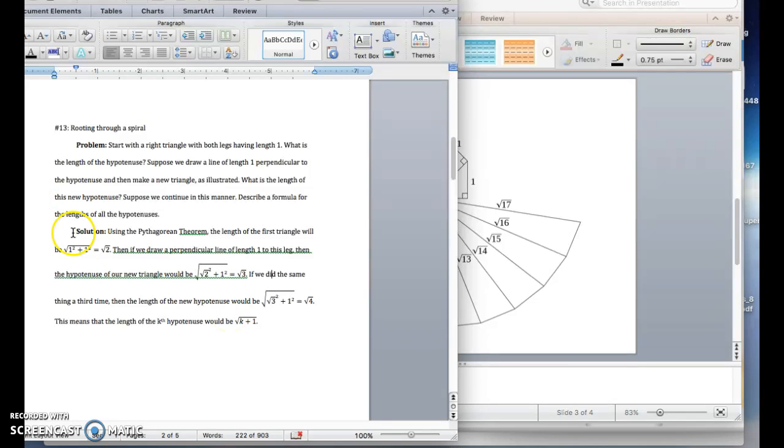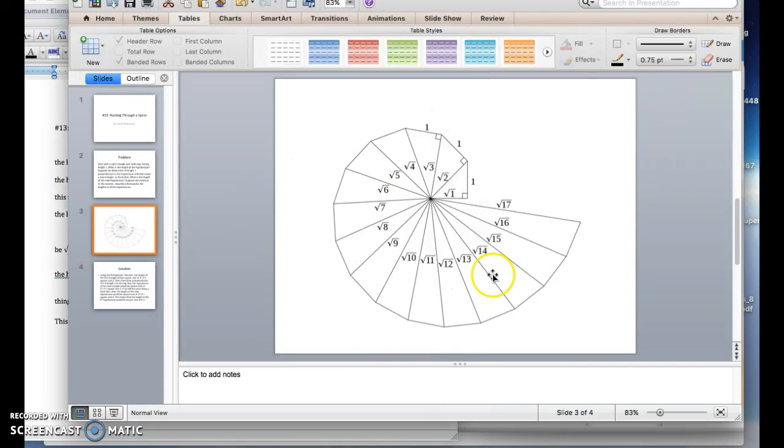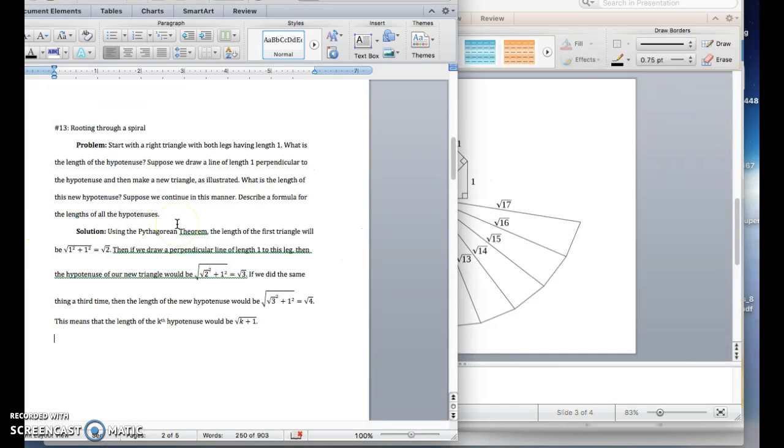So my solution right here: I used the Pythagorean theorem to get all the numbers that this mess of triangles shows. Using the Pythagorean theorem, you can find the first one because it's 1 by 1, so it'd be 1 squared plus 1 squared, and if you square root that, you get length square root 2.